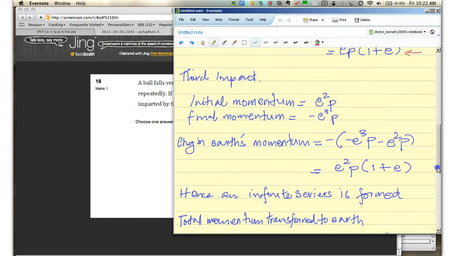Let's do the same logic for the third impact. Again, initial momentum, as I described in the second impact earlier, is e squared p. Momentum after the impact is minus e cubed p. Same logic as earlier. The change in the Earth's momentum, therefore, is minus of minus e cubed p minus e squared p. Simplifying, this works out to e squared p into 1 plus e. Okay, so there's an infinite series being formed, as you can see.